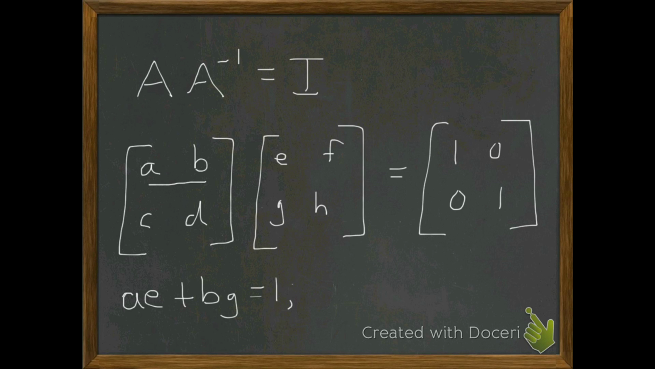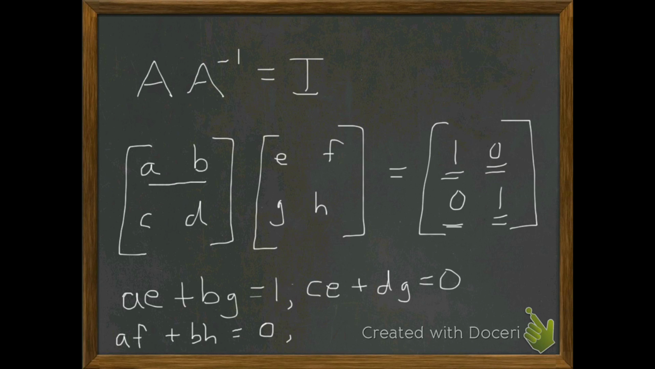We also need, for this term right here, the second row, first column. So we need CE plus DG equal to 0. We've already done this one. So looking at this, we need the first row, second column. So we need AF plus BH equal to 0. And focusing on this entry right here, second row, second column, we need CF plus DH equal to 1.